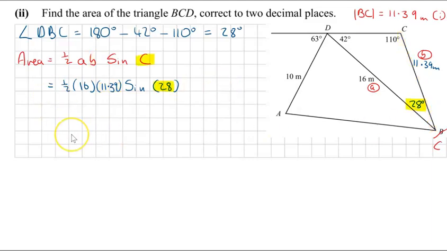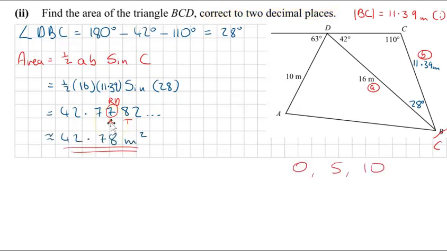And then you can just stick it into the calculator, making sure you're in degree mode. And we want to round to 2 decimal places. So the second decimal place is our rounding digit. So the 8 tells the 7 what to do, and it tells it to round up. So we get approximately equal to 42.78 meters squared because we're dealing with area, for 10 marks.